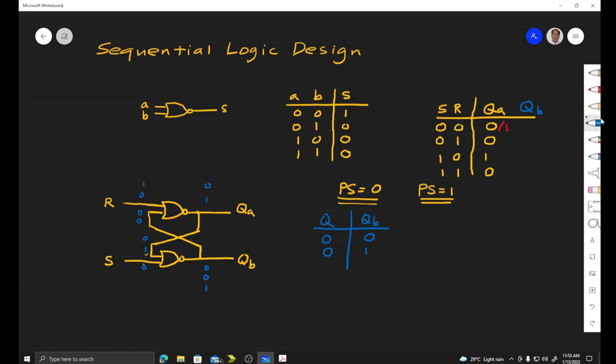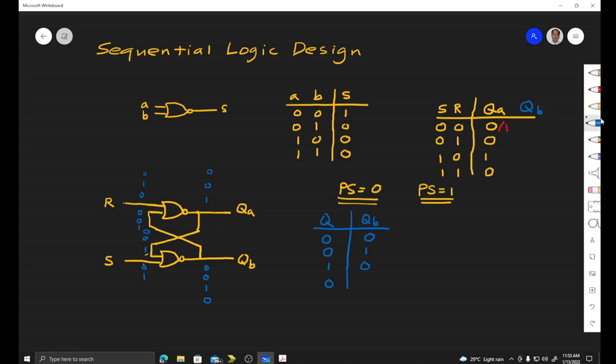Now our present state is 1. So we have here 1. Then suppose input for R is 0. So we have input 0 and 1. This gives us output for QA 0. Then we have here 0. Then input S is 1. So we have 0, 1. So that means our QB is 0. So we have here 0.